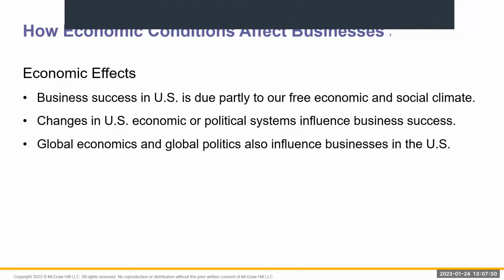Because we have a free market system, and we're not going to get too deep in this because we could talk about this for days, the economy will fluctuate. It will go up and down, and as it goes up and down, it's going to affect your business. There are a lot of other economic factors that affect business too, and we'll touch on some of them today. But yeah, that's a big part of it. Global economics and global politics also influence business in the U.S., what we get done and what we don't get done.